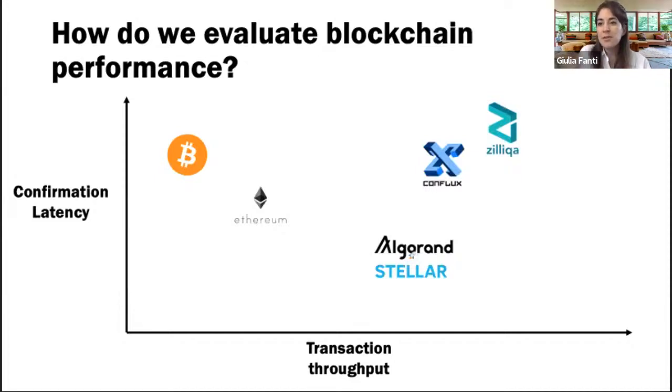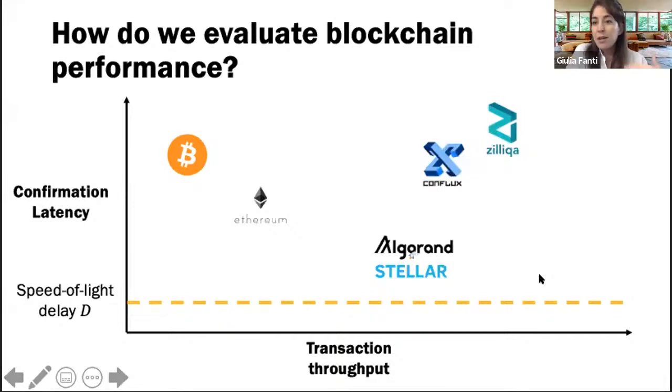Right now there's a literal zoo of different consensus mechanisms that people have proposed, and all of them have different trade-offs in terms of two main performance metrics. The first one is confirmation latency, and the second one is transaction throughput. So on this plot, we want to be lower, so we want lower latency, and we want to be further to the right, so we want higher transaction throughput.